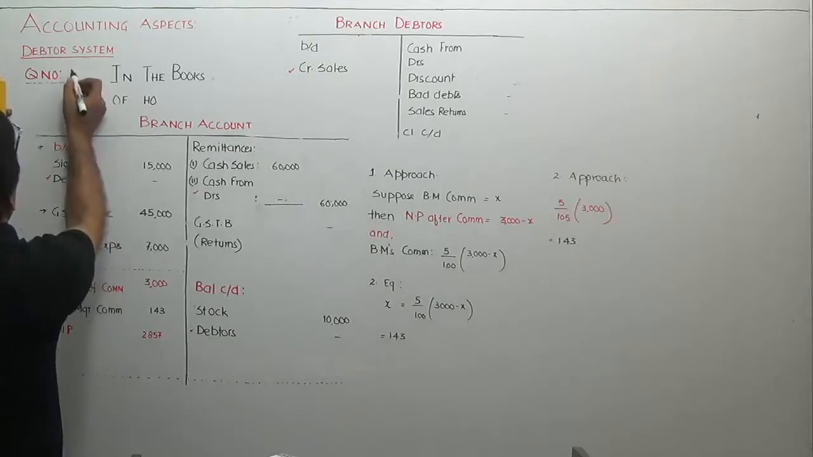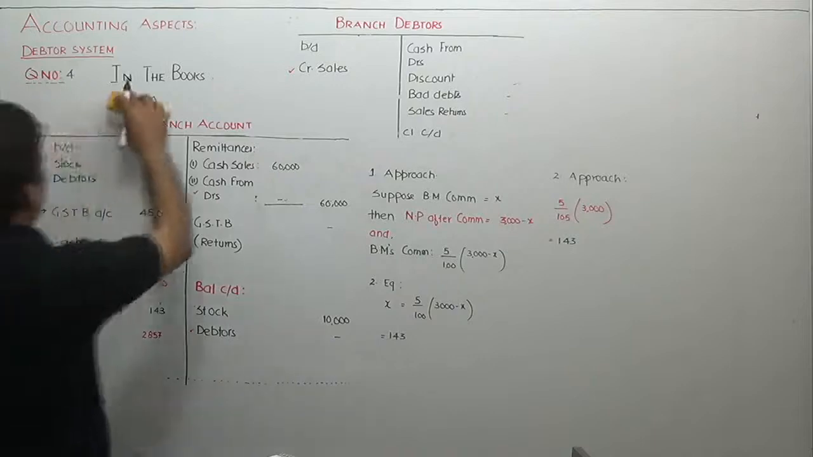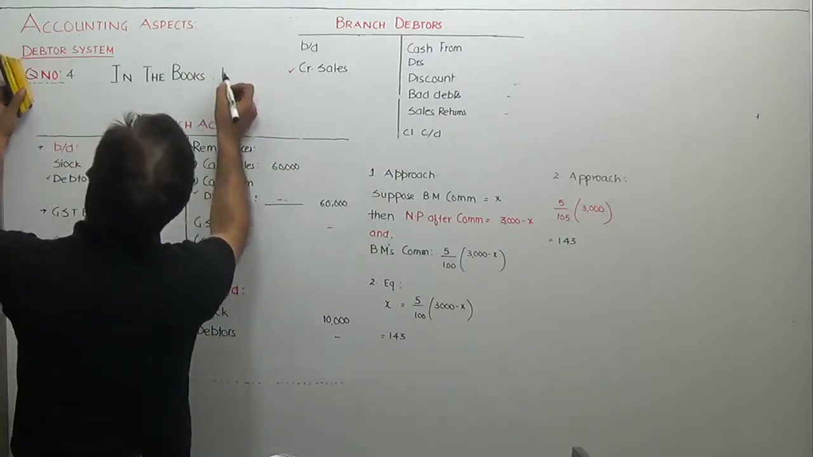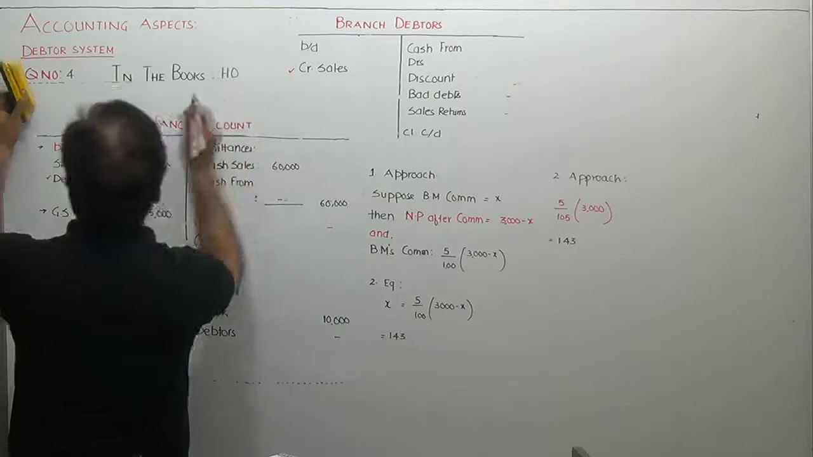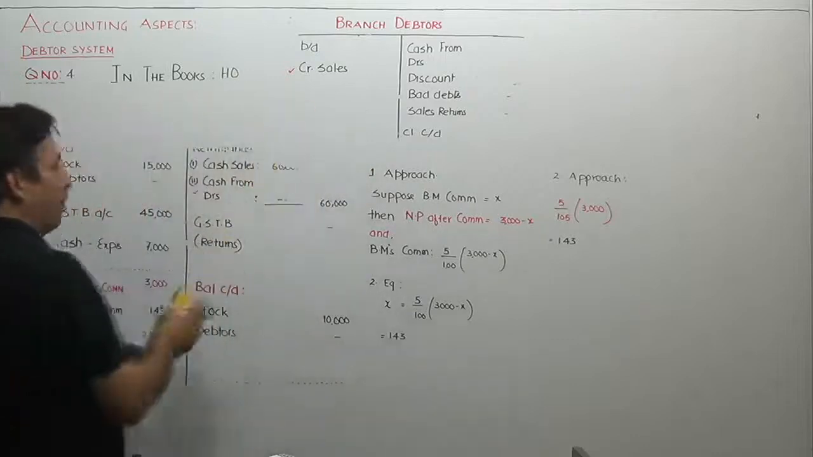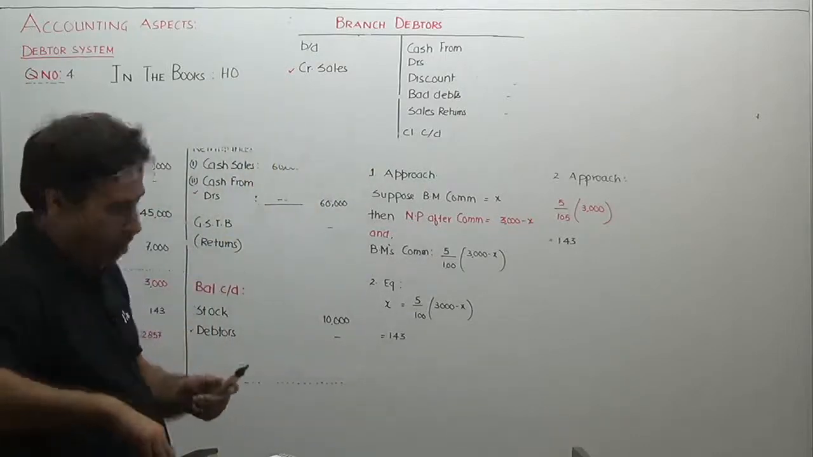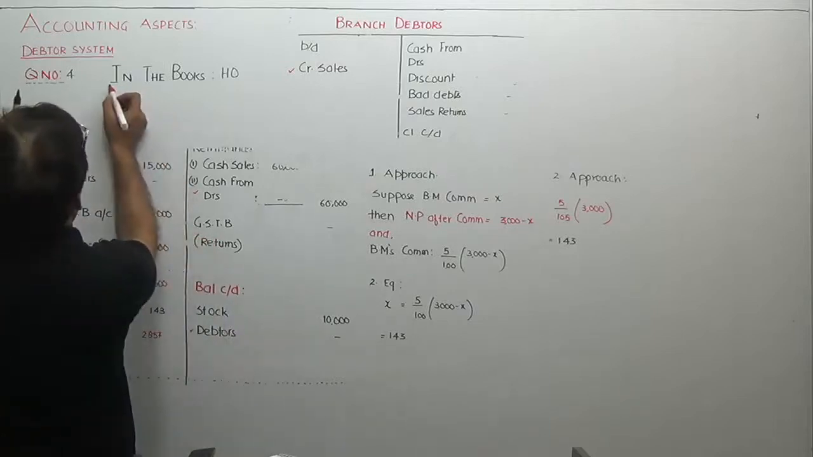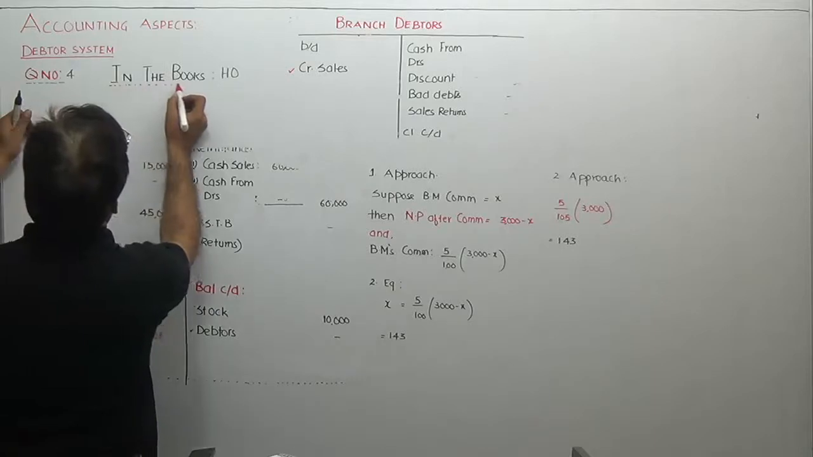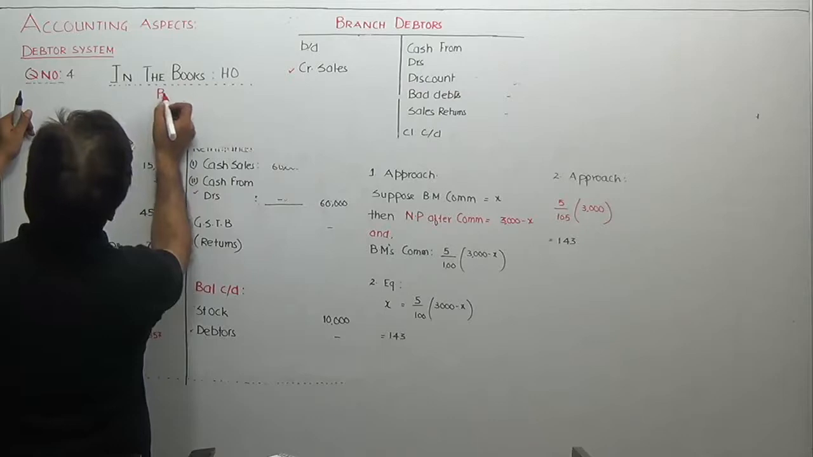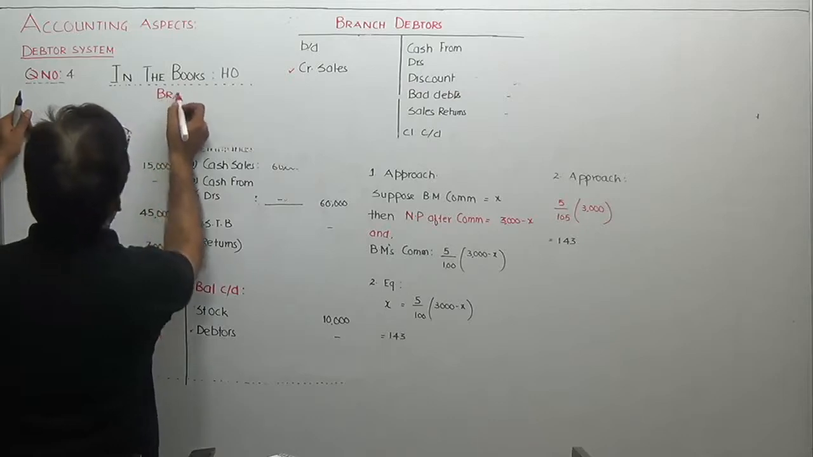Question number 4 now. In the books of head office. I will need a little bit of extra space, so I will have to reframe the account. This is the title: in the books of head office, and we are preparing the branch account.